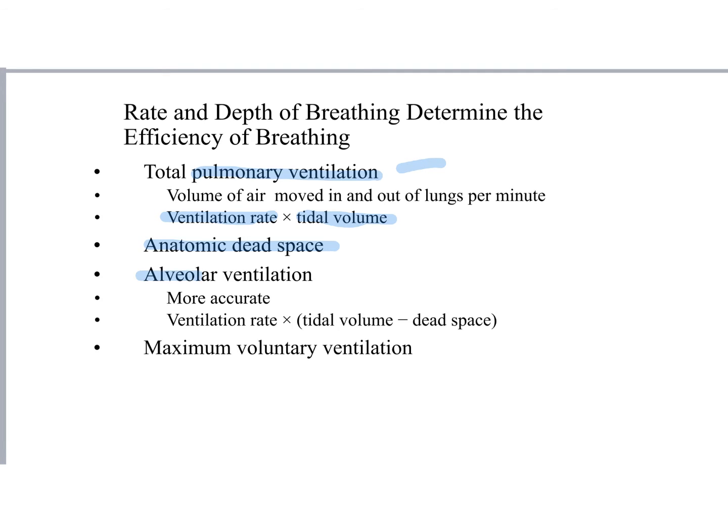Now alveolar ventilation compared to pulmonary ventilation, alveolar ventilation is just the air that reaches and is exchanged through the respiratory membrane at the alveolus. So this is a more accurate measure. So for the alveolar ventilation, you take the ventilation rate, multiply it by, in parentheses, the tidal volume minus the anatomical dead space, the space that's not used for gas exchange, and that'll give you the more accurate alveolar ventilation.